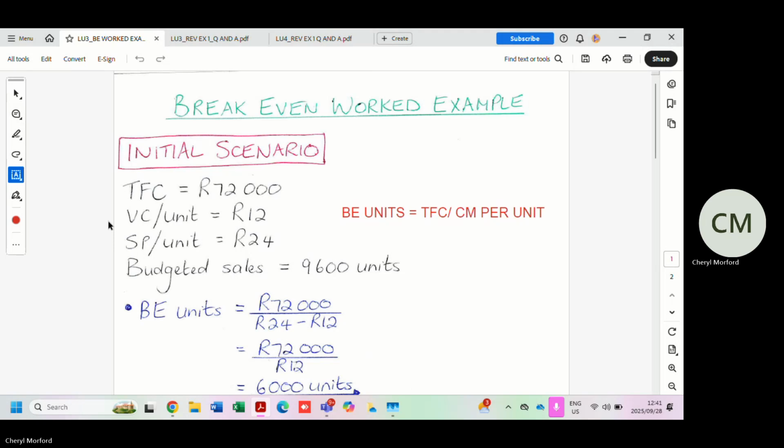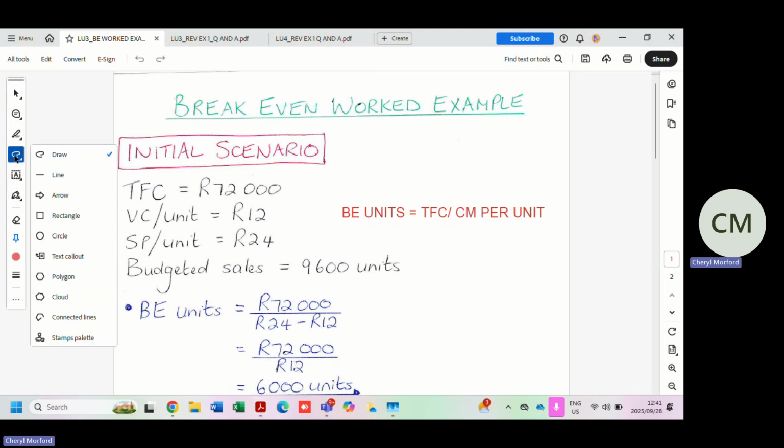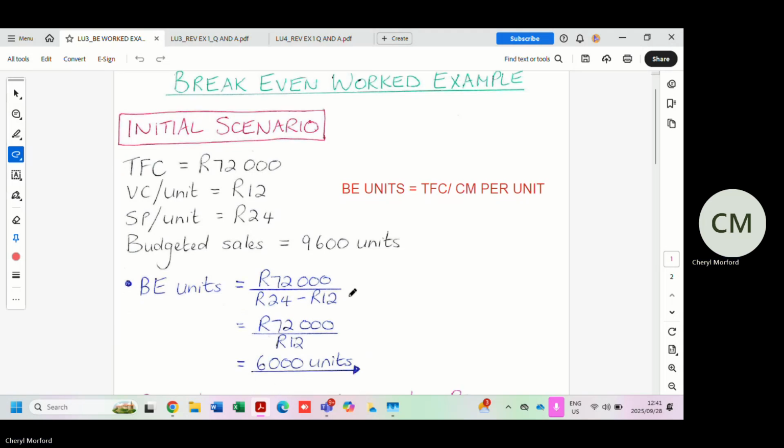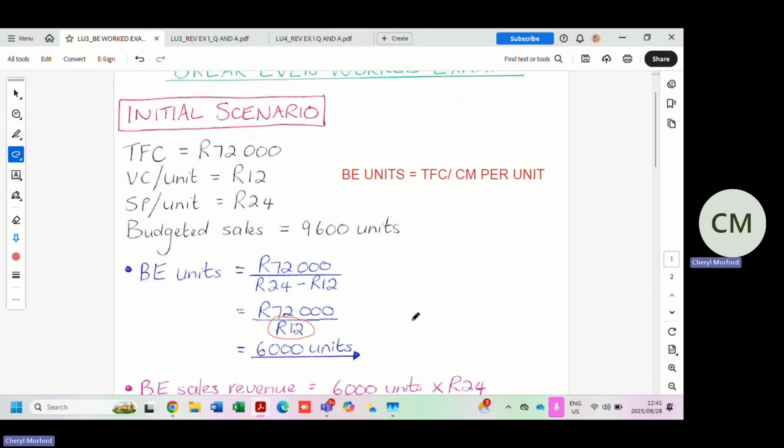It means the same thing. So let's just take our values. See how easy this is? Our total fixed cost is the 72,000. Our selling price is 24 Rand, from which we subtract 12 Rand variable cost, gives us contribution per unit or marginal income per unit of 12. Divide into 72,000 and we're going to get 6,000 units. It's important here that you do say it's units.